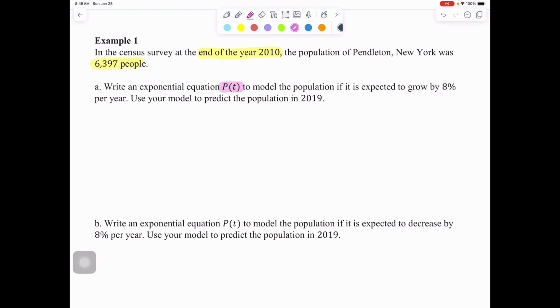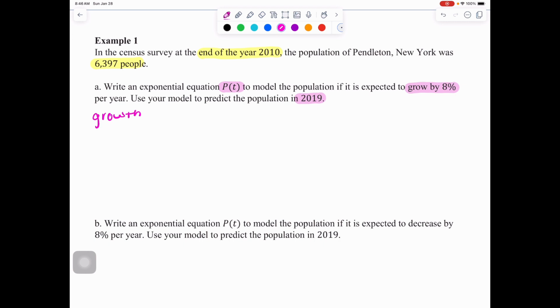So write an exponential equation P of t to model the population if it's expected to grow by 8% per year. It says use your model to predict the population in 2019. So the population is expected to grow. So that's the first thing I want to write down.